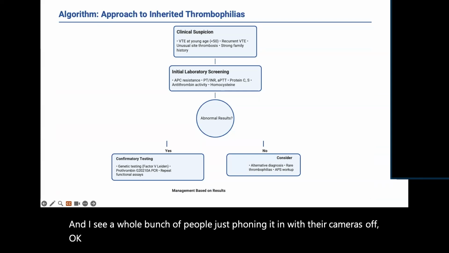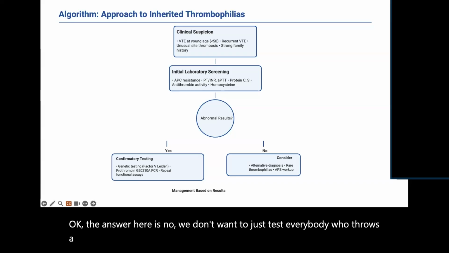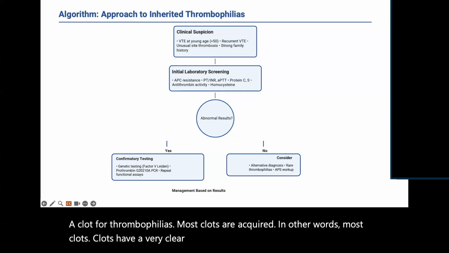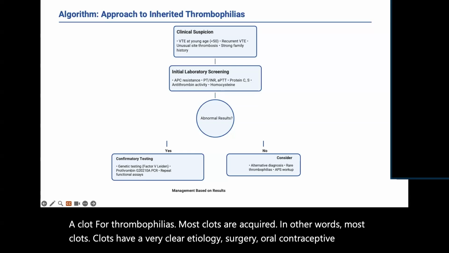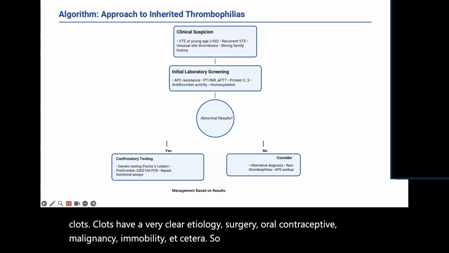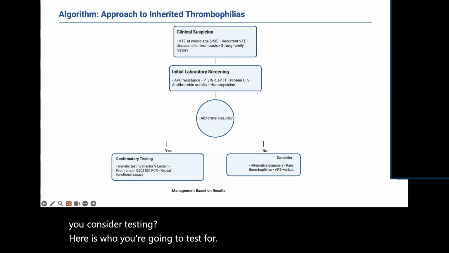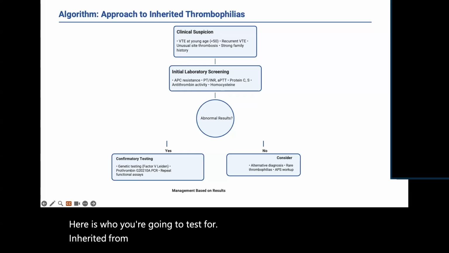Okay, the answer here is no. We don't want to just test everybody who throws a clot for thrombophilias. Most clots are acquired. In other words, most clots have a very clear etiology: surgery, oral contraceptive, malignancy, immobility, etc. So testing everyone adds cost, causes confusion, and doesn't typically change the management. So then who do you consider testing? Here is who you're going to test for inherited thrombophilias: young people with unprovoked venothrombotic events. That's who you're going to test.